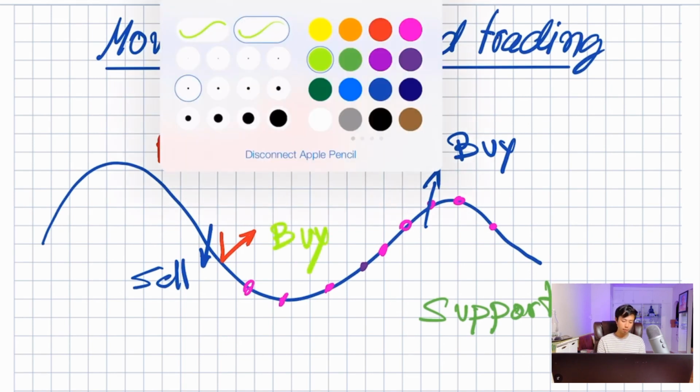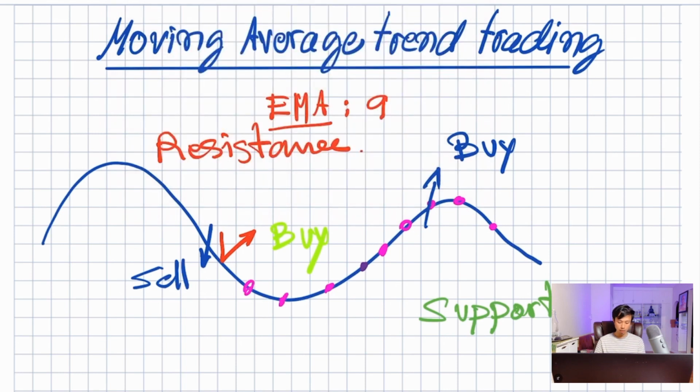And the same thing, if the price comes back up but does not break, we call that the resistance pushing. So when the resistance line is pushing, then we will go on sell right here. That's pretty simple. I hope you get it.